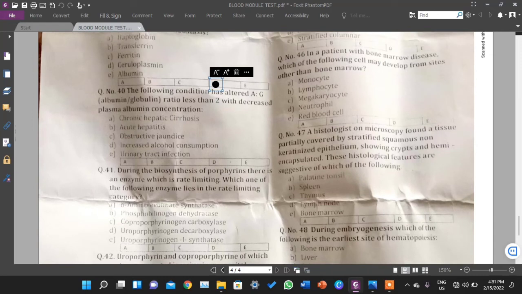Question number 40, the following condition is altered: A to G, albumin to globulin ratio less than 2 with decreased plasma albumin concentration. Chronic hepatic cirrhosis, acute hepatitis, obstructive jaundice, increased alcohol consumption, or UTI, urinary tract infection? So the ratio of albumin to globulin can be decreased in chronic hepatic cirrhosis.